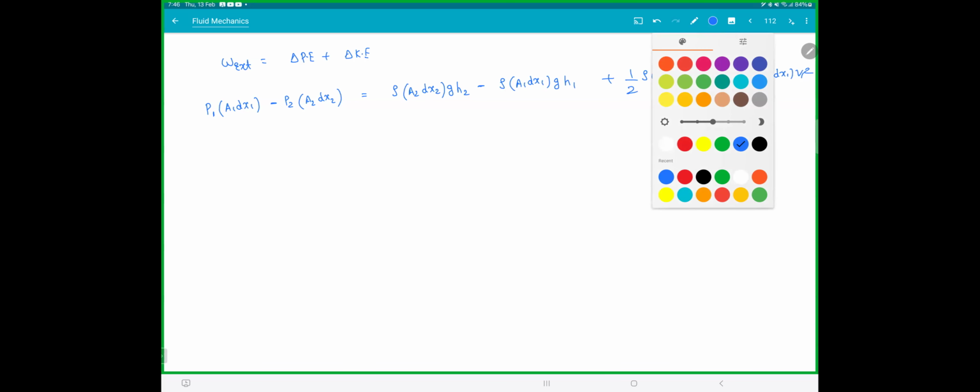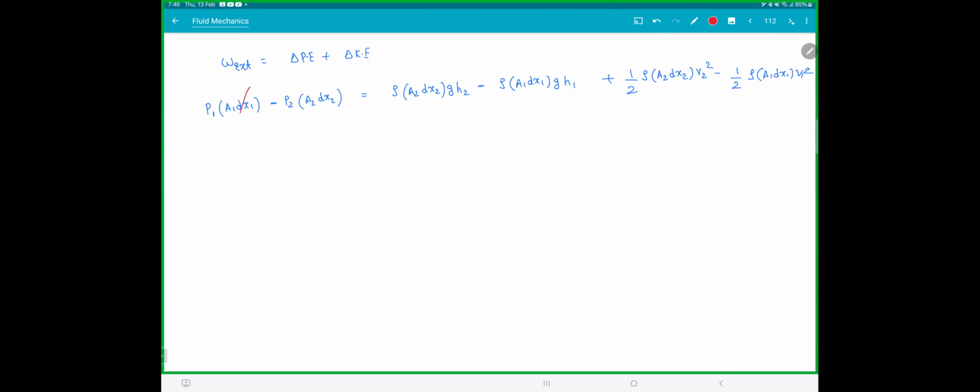But I know A1 dx1 is equal to A2 dx2. So this guy goes off. So you end up with P1 minus P2 is equal to rho g h2 minus rho g h1 plus half rho v2 square minus half rho v1 square. Rearrange the terms, you will end up with P1 plus rho g h1.